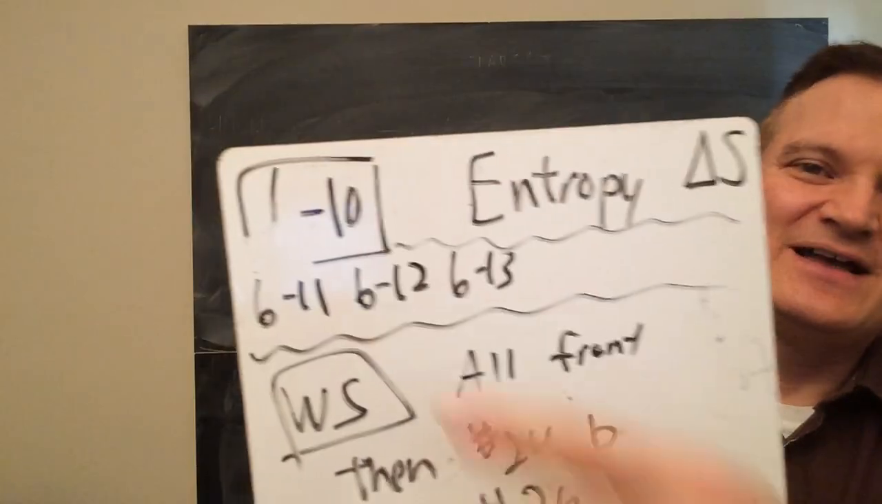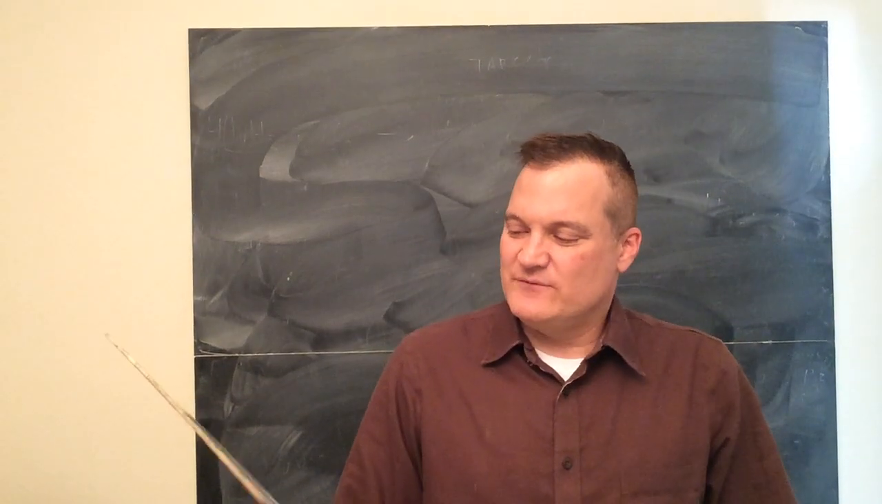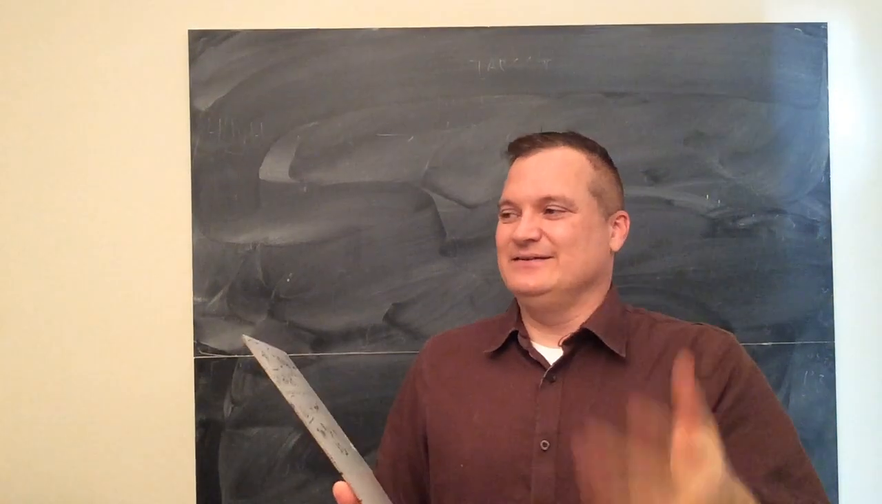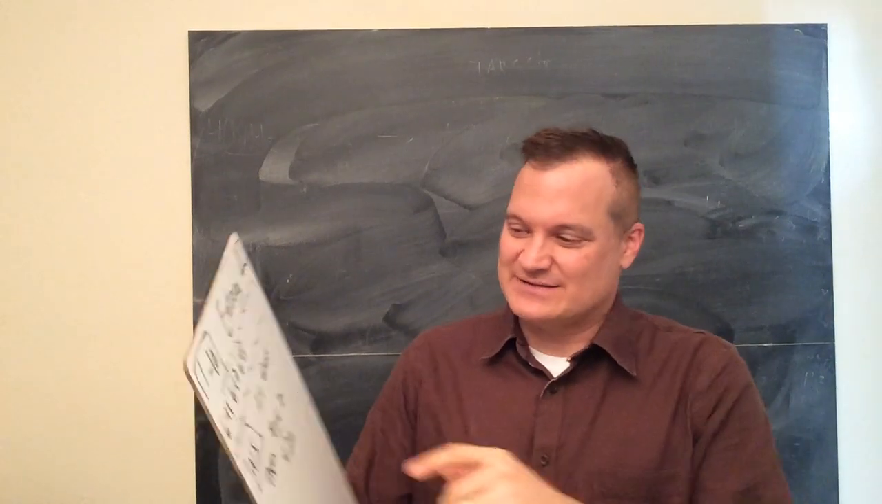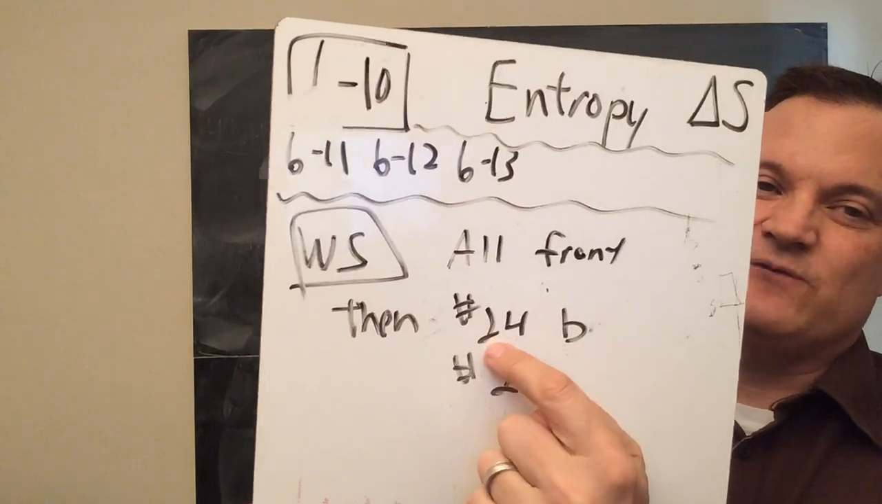All right, sections 16.10, 16.11, 16.12, and 16.13: entropy. For the worksheet, I want you to do all of the front of the worksheet. There's no math on it. It's more like just reading it. You'll see what I mean. Positive, negative, things like that. It's not hard stuff. And then do number 24B and number 26 on the back.